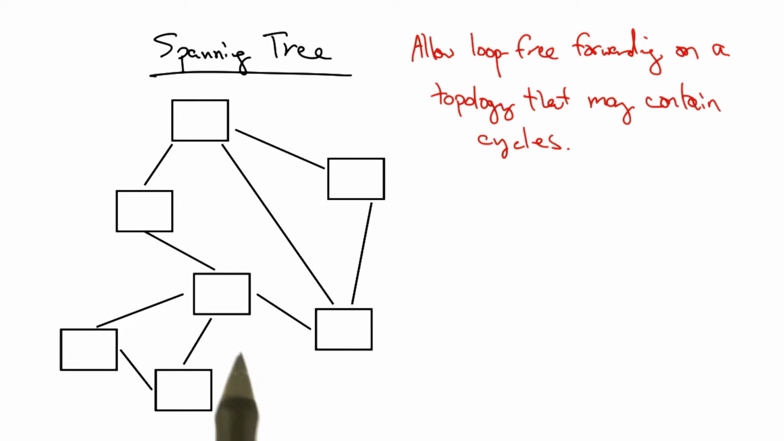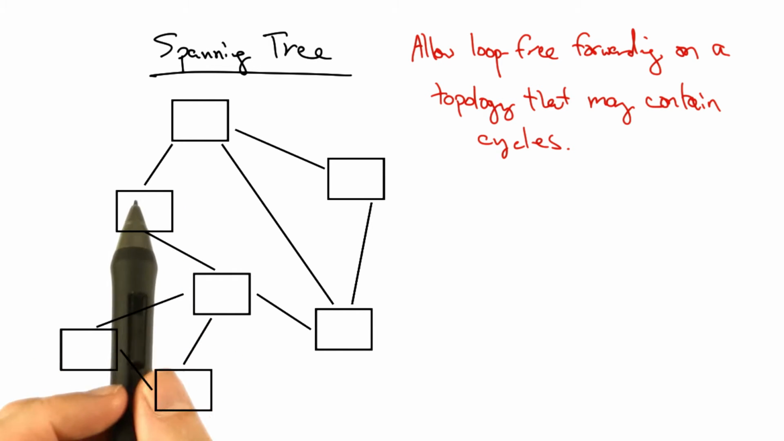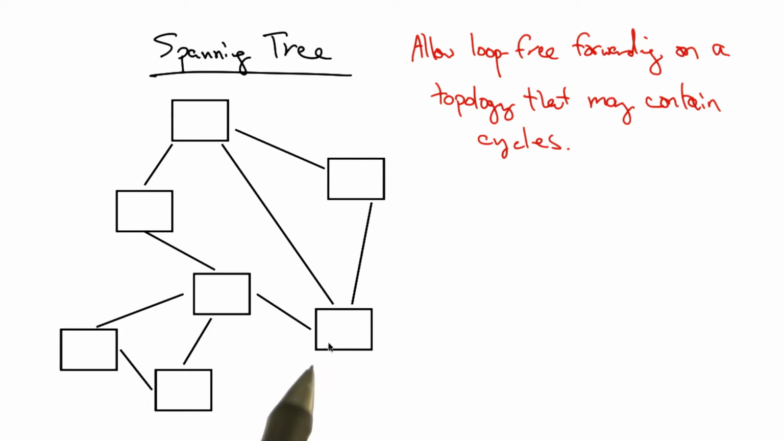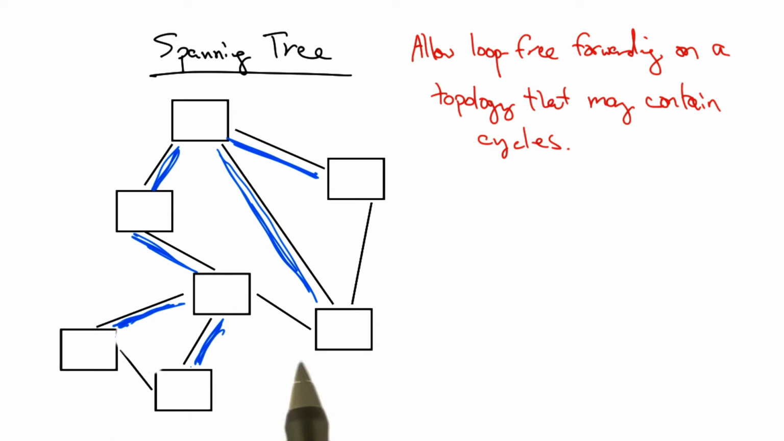The solution to this problem is to construct what's called a spanning tree, which is a loop-free topology that covers every node in the graph. The set of edges shown in blue constitute what's known as a spanning tree. The collection of edges in the blue topology covers every node in the underlying physical topology, and yet there are no loops in the blue topology.